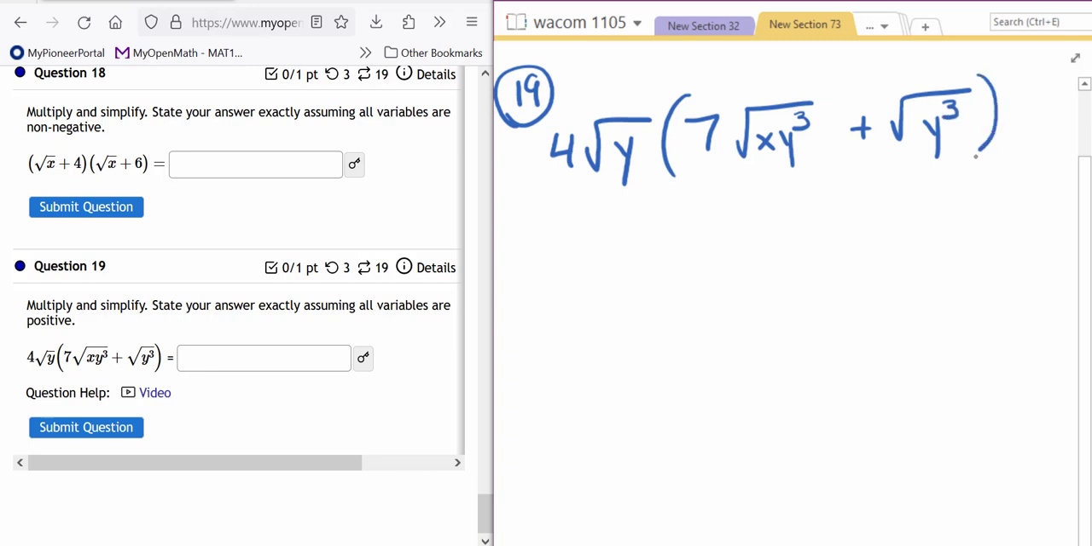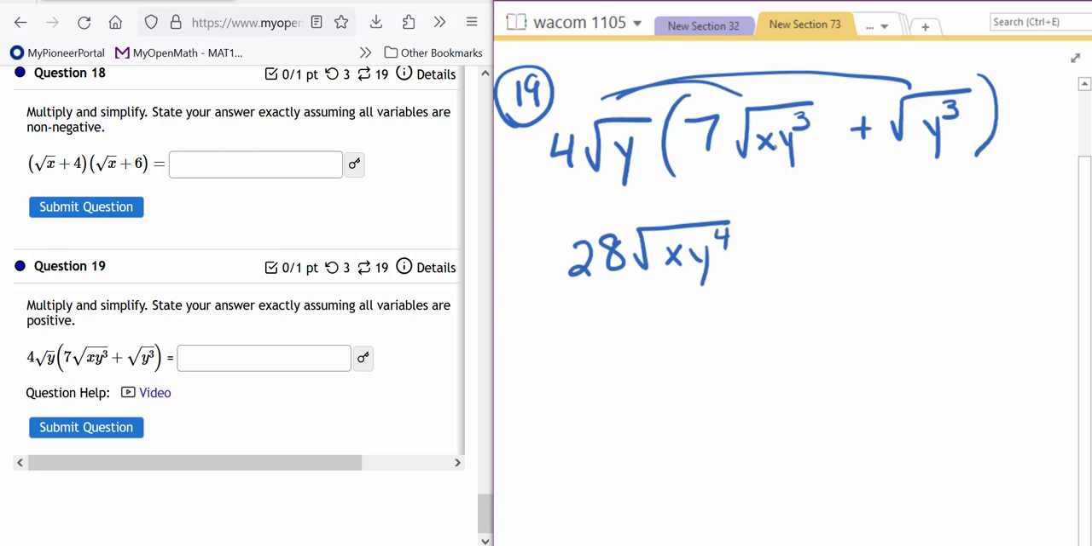All right, and I would just distribute first, and then try to clean this up. So we have 2 multiplications. So we're doing this first one. So first we have 4 times 7 is 28, and we have our radical. This y is going underneath with the other y's. So now we have xy to the 4th.